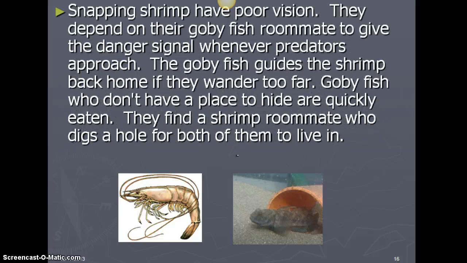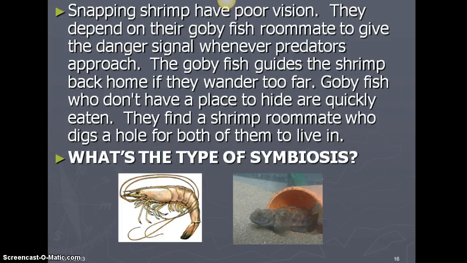Our next one, snapping shrimp have poor vision. They depend on their goby fish roommate to give the danger signal whenever predators approach. The goby fish guides the shrimp back home if they wander too far. Goby fish who don't have a place to hide are quickly eaten. They find a shrimp roommate who digs a hole for both of them to live in. Kind of nice, isn't it? So you have this example on your notes packet as well, and that would be an example of mutualism. They both benefit.